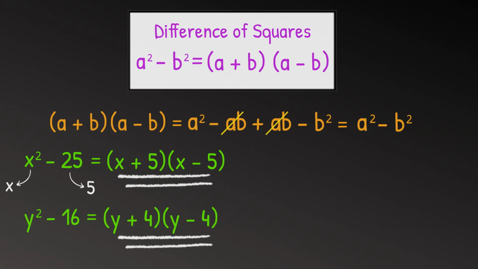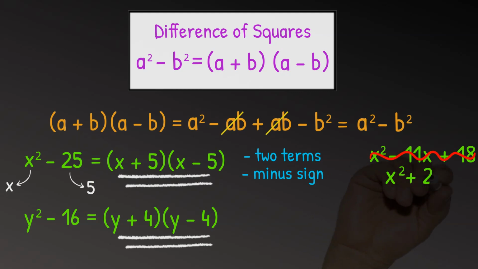Now, to use the difference of squares, there are a few criteria you have to meet. So firstly, there must only be two terms. So if we had, for instance, x squared minus 11x plus 18, you cannot use difference of squares on that. There are three terms. Next, there has to be a minus sign in between the two terms because this only works for the difference of squares. It doesn't work for the sum of squares.